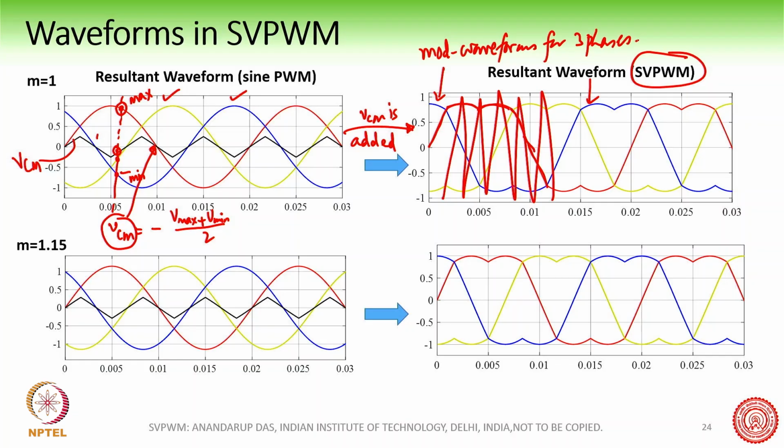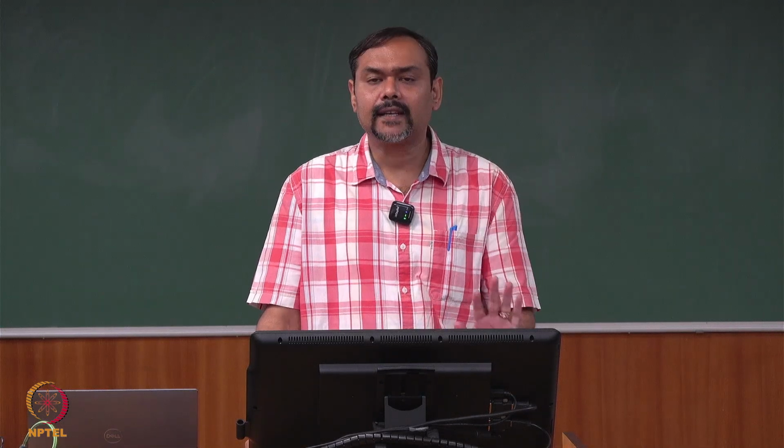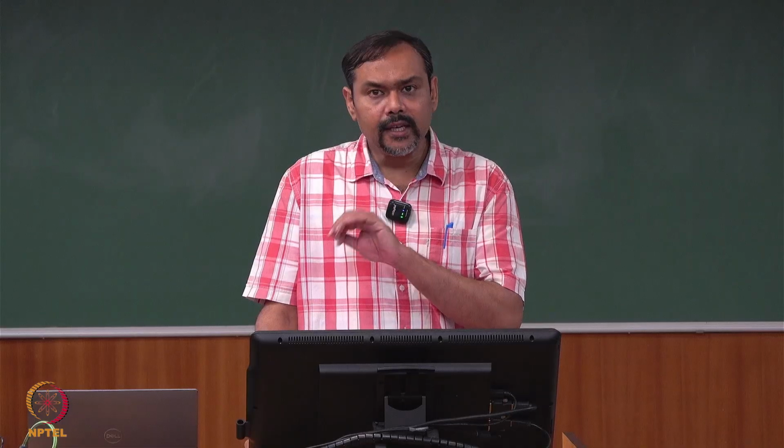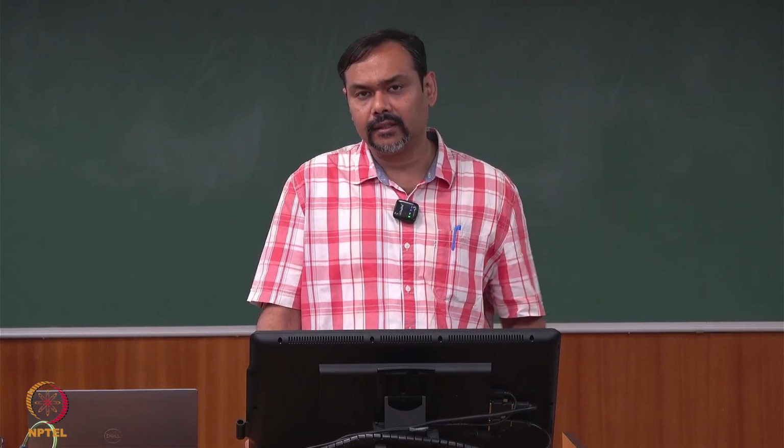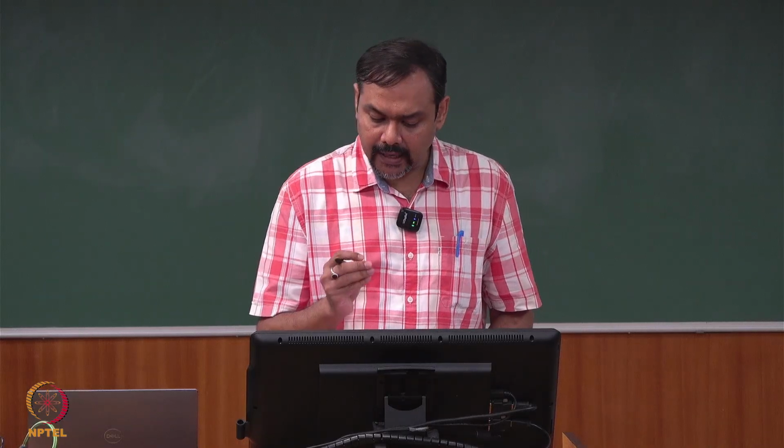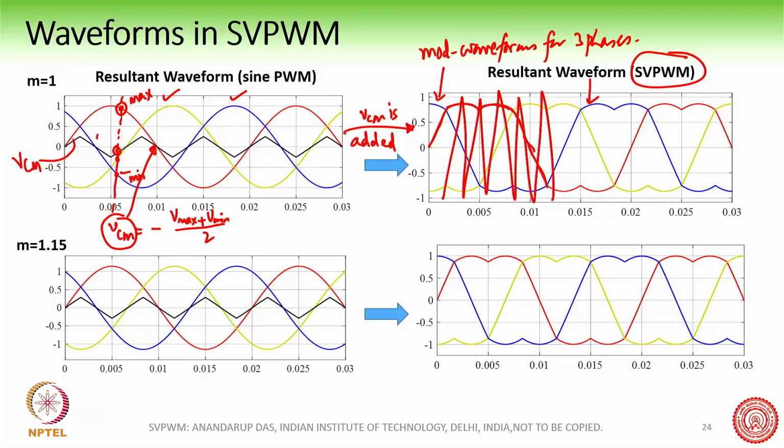With these three modulating waveforms for the three phases, you just do the comparison and give it to the switch. You don't have to do any sector calculation, timing calculation or theta calculation, nothing is required. Just add the common mode which we have obtained to the waveform, compare with the triangle, and you will get your PWM pulses. It is as simple as that.